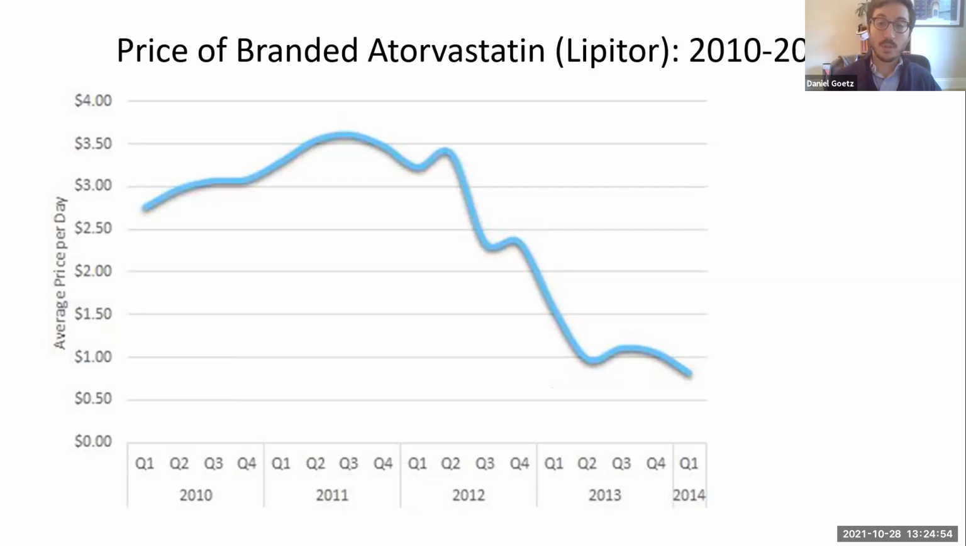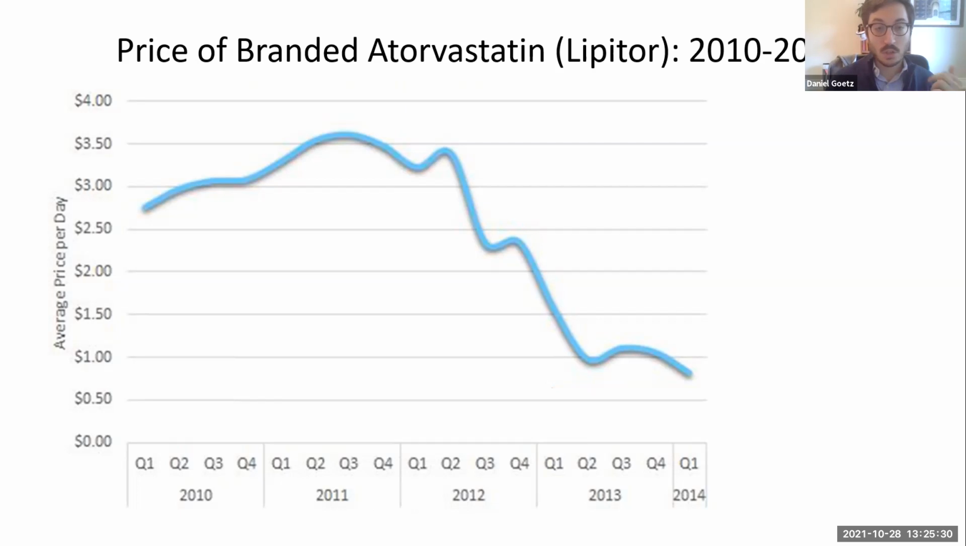Okay, so last example, here we have a drug called Lipitor. So this is a chemical compound. It's a pill that you take if you have high cholesterol. This is the best-selling pharmaceutical drug of all time. And here we see the price of it from 2010 to 2014, right? So it's kind of around $3.50 per daily dose. And then around 2012, it drops a lot, right?